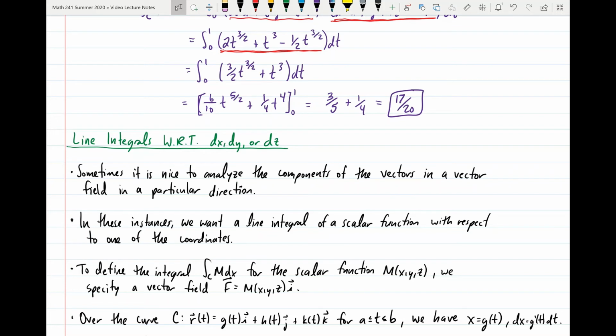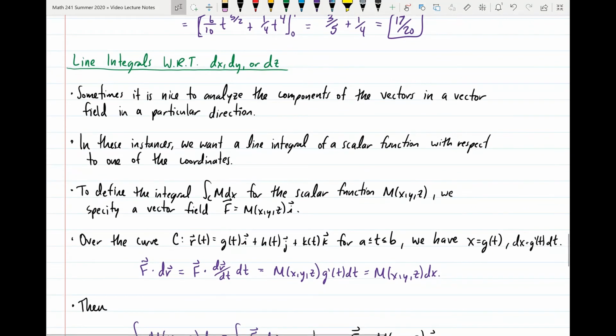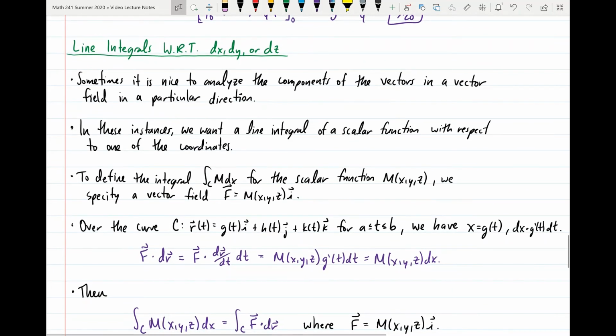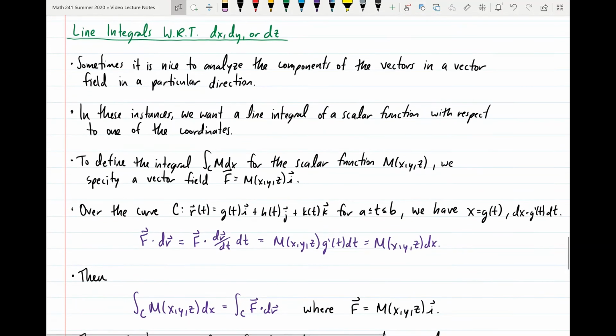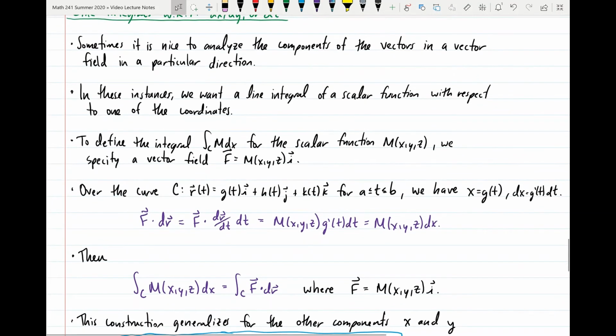Finally, we can move on to the last subsection for the first half of section 16.2, line integrals with respect to dx, dy, or dz. So sometimes it's nice to analyze the components of the vectors inside of a vector field in a particular direction. And in these instances, we want a line integral of a scalar function with respect to one of the coordinates. And the goal of this subsection is to define what one of those line integrals would look like.